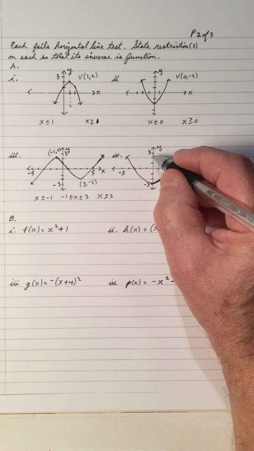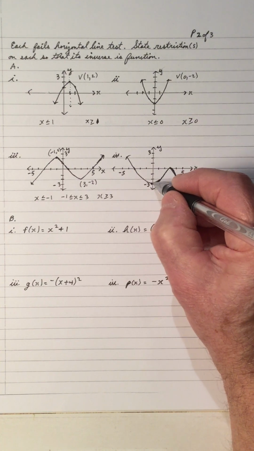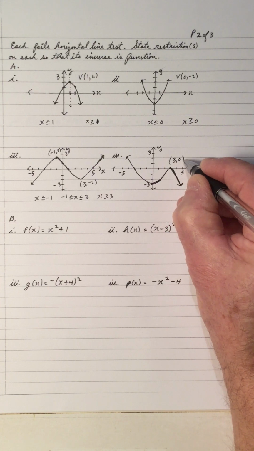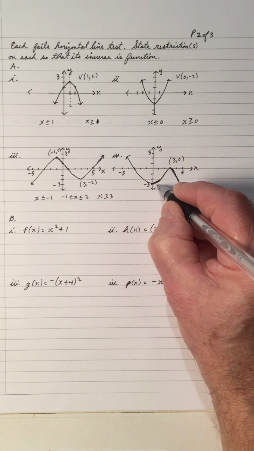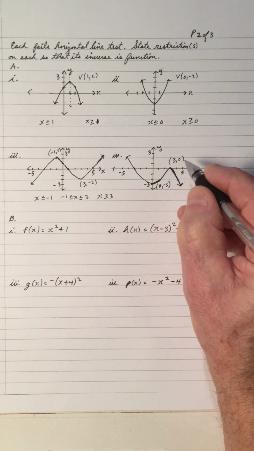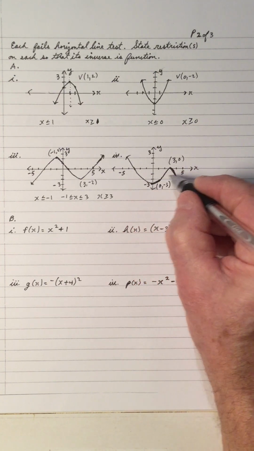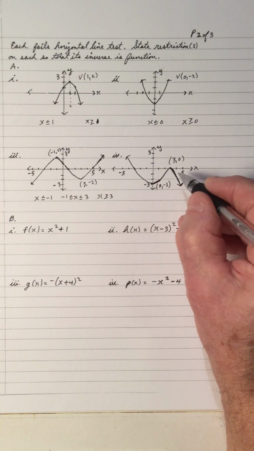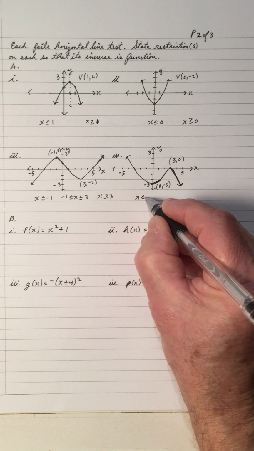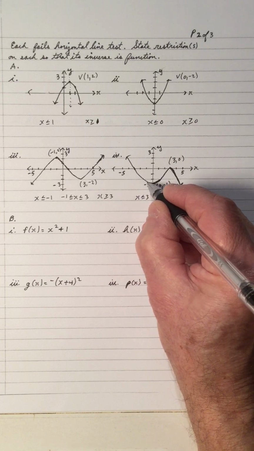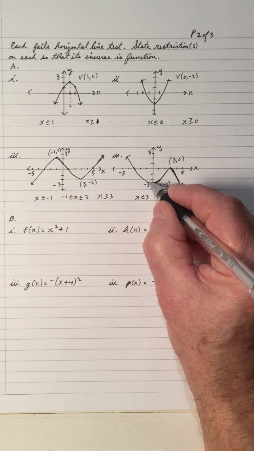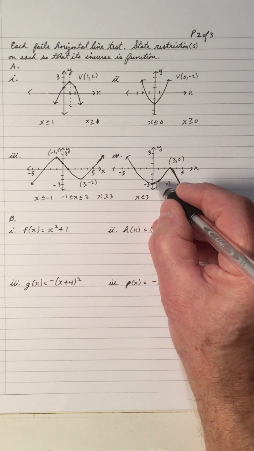So let's look at this one. We have this graph. So this peak point here, x is 3, y is 0. And this point here, x is 0, y is negative 3. So if we draw a horizontal line, it will fail the horizontal line test. So we have to restrict it. So let's restrict it as x is less than or equal to negative 3, which is this piece. So the inverse of this piece will be a function.